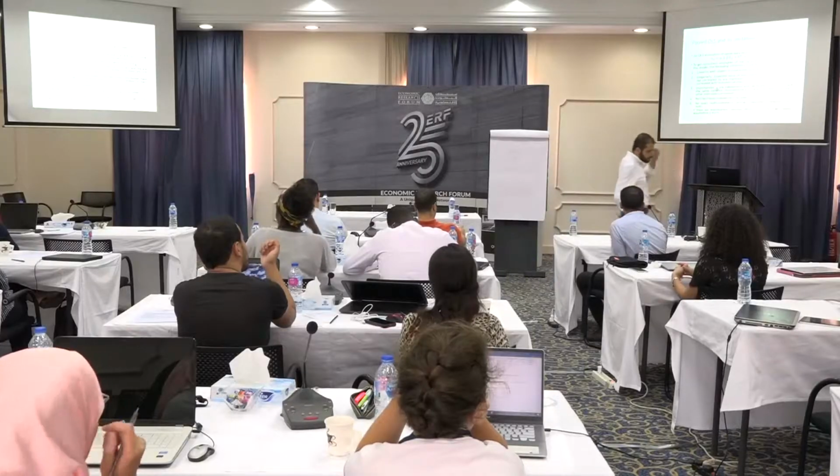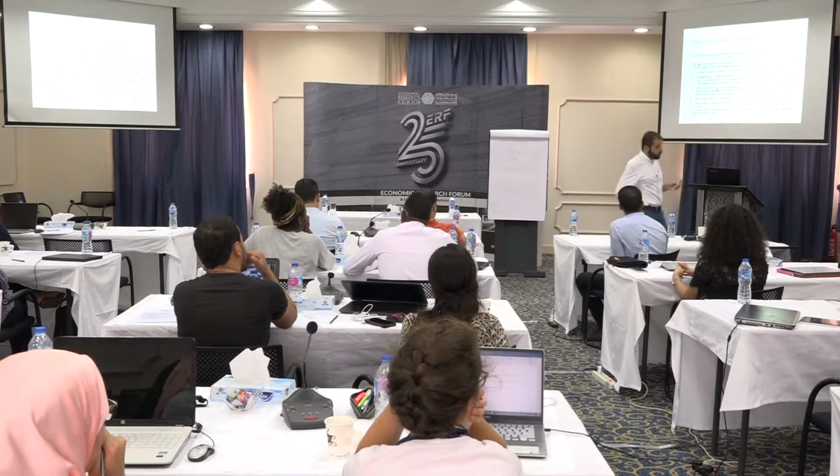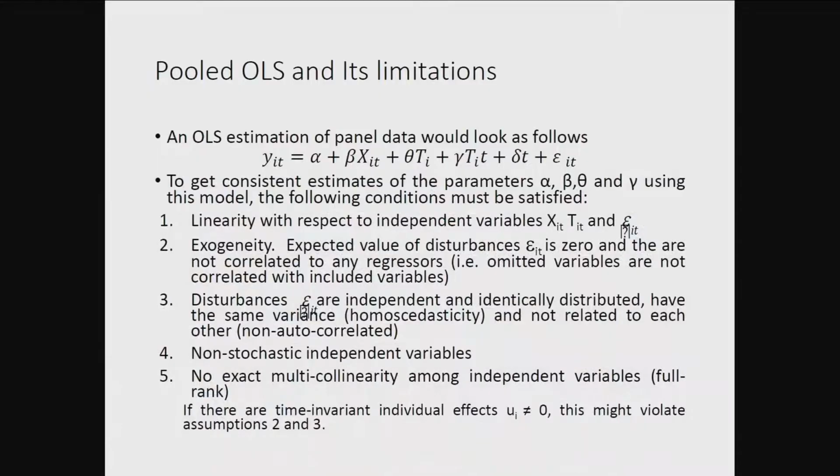So for the pooled estimation, let's assume that we have an OLS estimation of panel data that would look as follows. We have the dependent variable, y_it, the intercept, and the vector of explanatory variables, x_it, with its coefficient. As you can see, the beta does not have an index. If beta does not have an index, this means that all the explanatory variables have the same effect on my dependent variable. Because we're going to see later that we can have what we call the random coefficient estimation, where the coefficient itself will be changing.